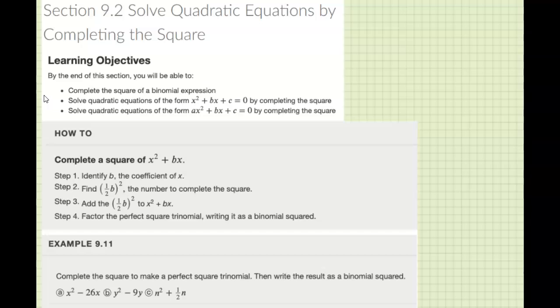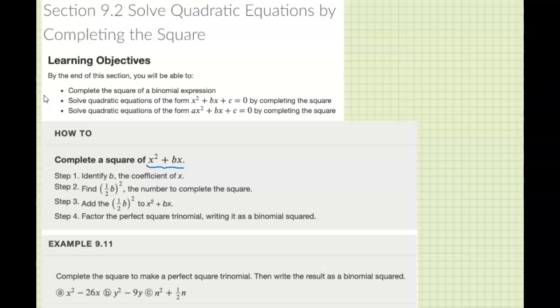So there are some instructions on how to complete the square. Basically, whatever you have in your equation, you want to concentrate on the square term and the linear term, so just the x squared plus bx. When we have those two terms, you want to add a constant at the end that will make it factor as a perfect square.